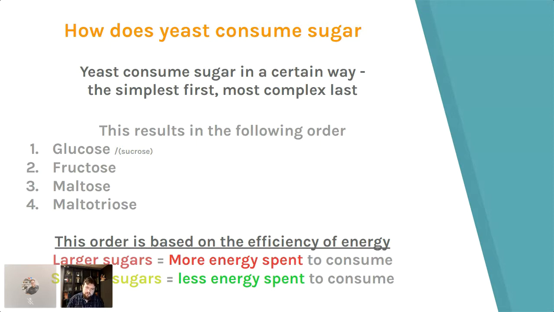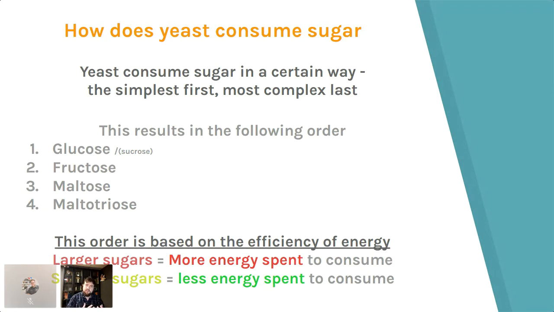Now, the reason they do this is very simple. Glucose and fructose and sucrose are some of the smallest sugars they can work with. They're absolutely the smallest. They require, and this is the important bit, no prior degradation for these sugars to go into the rest of their metabolism.